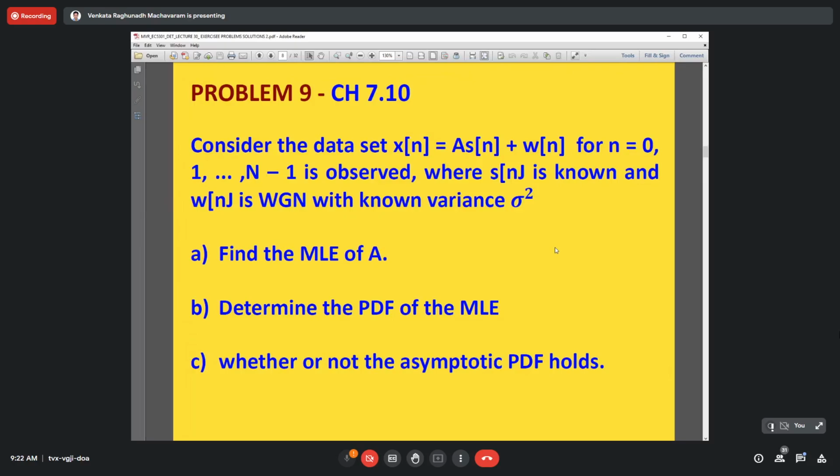Find the maximum likelihood estimate. Earlier it was the BLUE estimate, now the maximum likelihood estimate. Suppose you take s[n] equal to r power n. You replace s[n] with r power n in this solution, and it becomes the maximum likelihood estimate. Compare the previous BLUE estimate and the present maximum likelihood estimate. The signal is the same. Determine the PDF of the estimator and check whether the asymptotic PDF holds good or not.